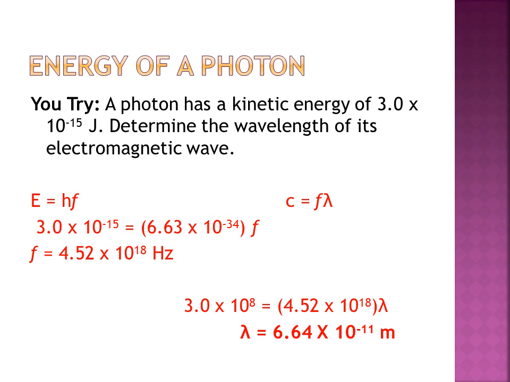Did you get that the wavelength is 6.64 times 10 to the negative 11th meters? If so, you're correct. If not, take a look at the work and see if you can figure out where you went wrong. Remember, this is a two-step equation. You need to solve for the frequency first and then the wavelength.